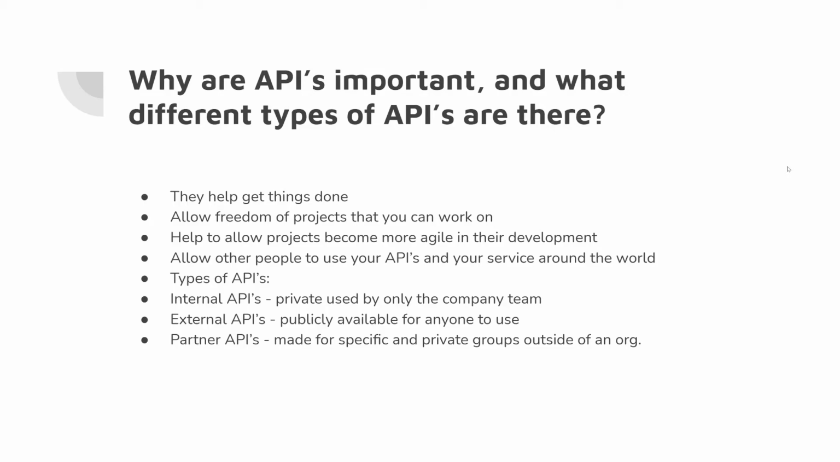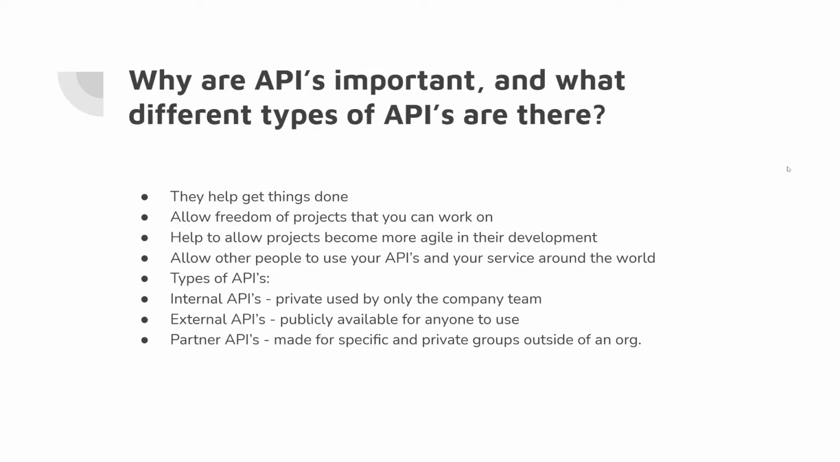So given that there's tons of APIs available, that means that there's tons of things that you can do with any of the projects that you create. And they also help to allow projects become more agile in their development. And obviously, allowing other people to use your APIs and your service around the world is probably a very big thing, especially for Amazon Web Services to be used around the world. I mean, it not only is free advertising, but it generates incredible amounts of revenue for that company.